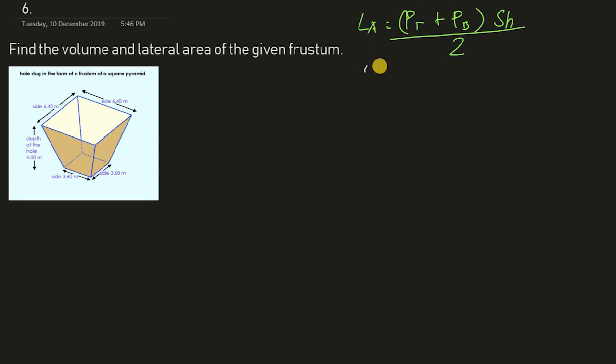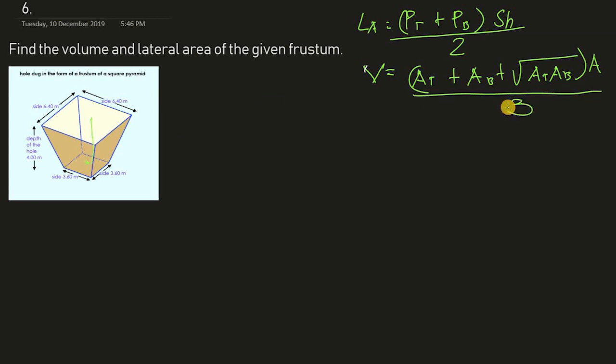Magkaiba yung length yan. Volume naman of any frustum, guys, that would be equal sa area ng top plus area ng bottom plus the square root of area ng top times the area ng bottom. Ito, guys, ita-times mo yan sa altitude. Yung ito hanggang dito, ita-times mo yan sa altitude. I-divide mo yang buong yan sa 3. That's right, guys. Alright, so let's solve for this certain problem.